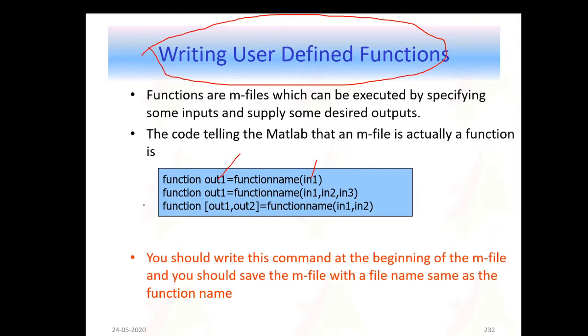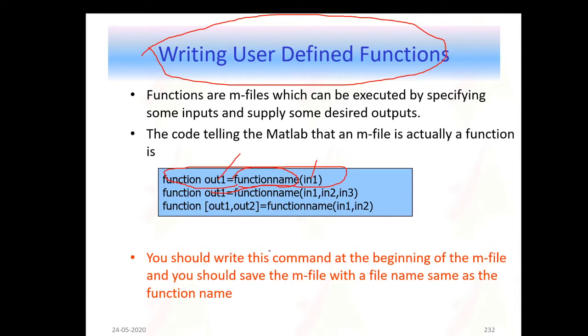You should write this command in the beginning of the M file. I will give an example later. This is the first line of the function, and one more thing, the function name. For example, the function name is temple. The same name is given as the name for this file.